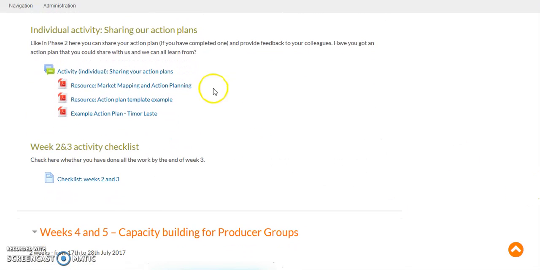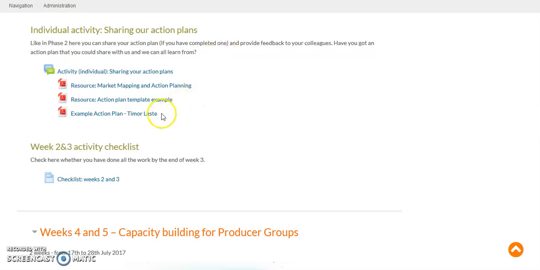For the individual activity, we would like you to share your action plans. Remember, this is the Producers Group Action Plan, not World Vision's. So we're not asking for your AOP or your DIP. This is your Producers Group's action plan.